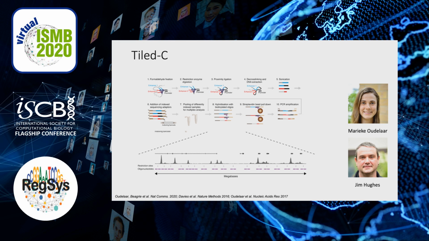The way that Tiled-C varies from other 3C methods is that all of the library prep happens in a single tube, so you maintain complexity of the library and you can look at very small numbers of cells. And we also use biotinylated capture oligonucleotides that specifically pull down every single restriction fragment in a 3 megabase window around the alpha globin genes.